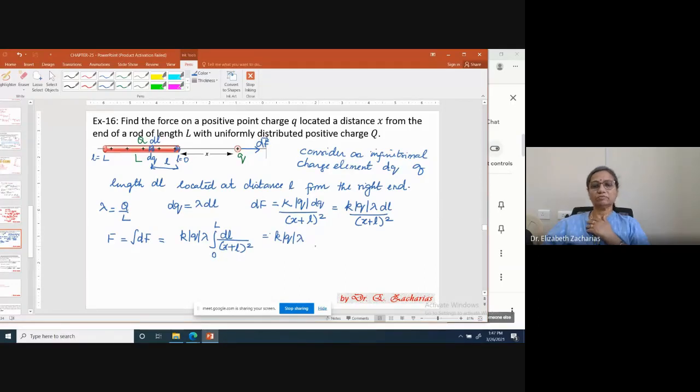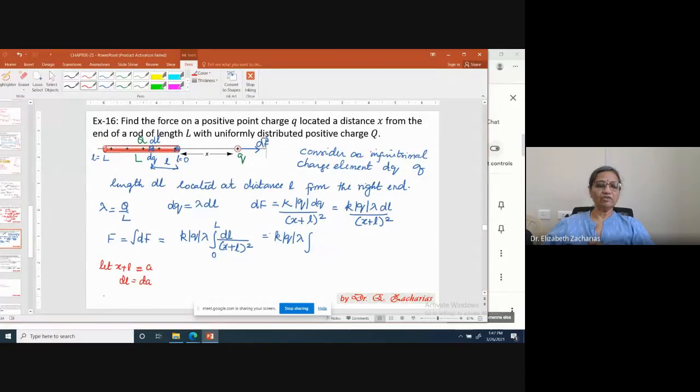Let's do it. This is not going to be very difficult. I will simply make a small substitution here in case people are not very good with integration. Let me say that x plus L be equal to some A. Okay, x is a constant, please. In this problem, x is a constant, x is not a variable. X is a constant, small l is a variable. Therefore, dl will be equal to dA.